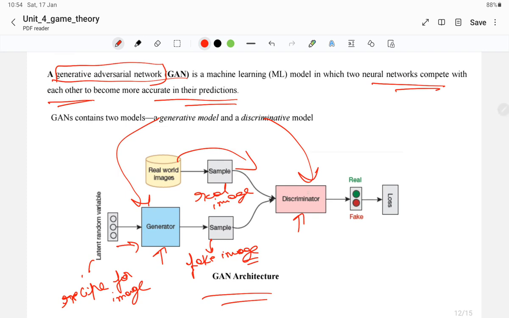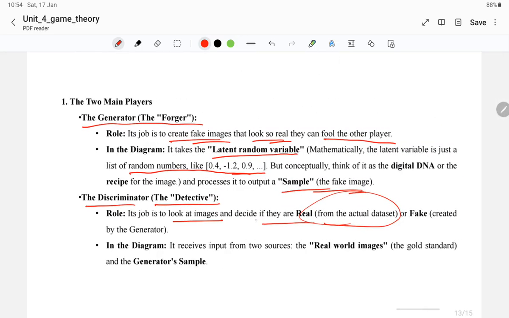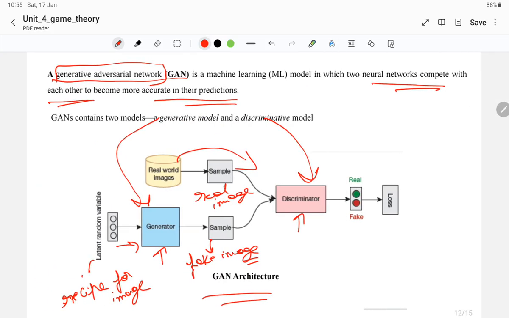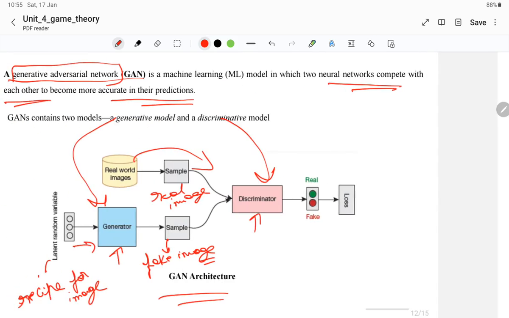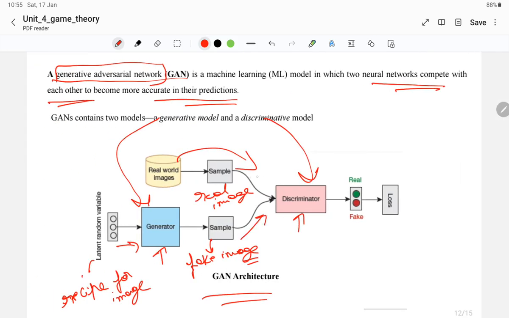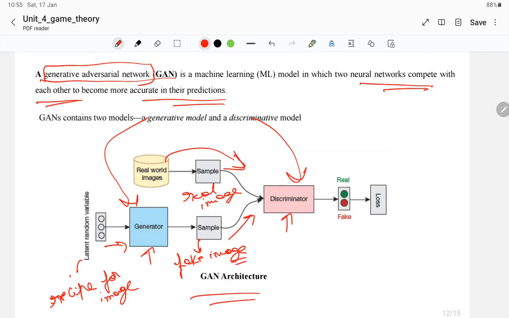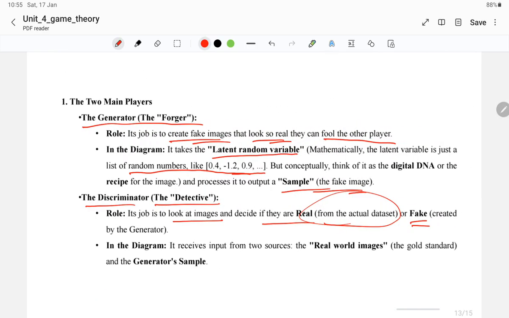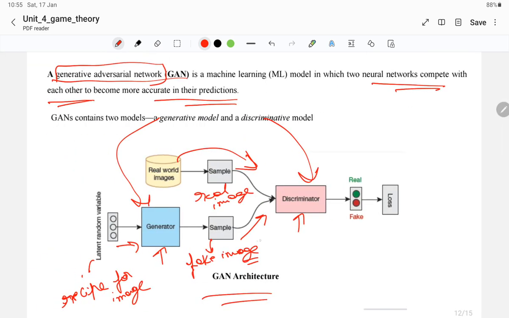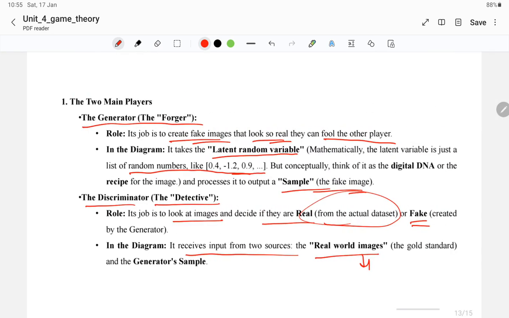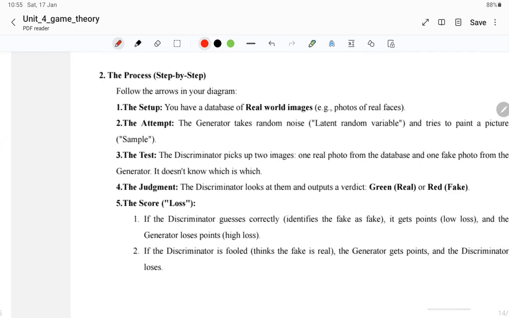I was just saying that the discriminator basically decides. It just looks at the images and decides if they are real, from the actual data set that we get, or fake, generated by the generator. It takes the real and the fake images and decides whether each image is fake or real. In the diagram, it receives the input from two sources. One is the real world images, the gold standard that we take from the actual data set. Another one is the generator sample, that is the fake image. These two things are the input for the discriminator.